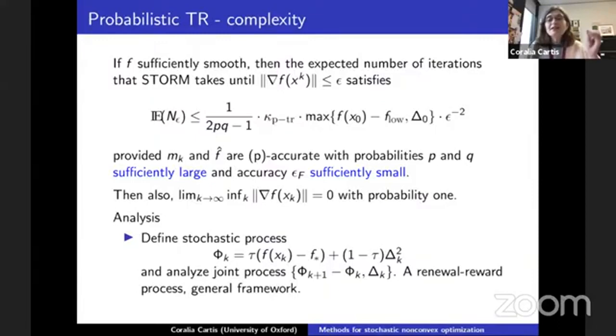What we can prove is that there is a p star and a q star value, strictly less than 1, such that for any p greater than this p star and q greater than this q star, this result is valid. So this result is only valid if the probability of the model and the function estimates being sufficiently good is sufficiently large. Still less than 1, but sufficiently large. And this sufficiently large is going to depend on Lipschitz constants of the problem and algorithm, even algorithm parameters.